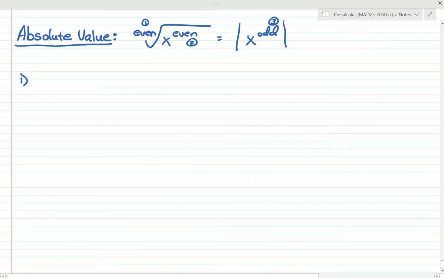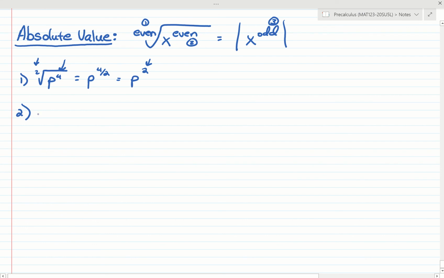So let's take a look at a few examples. What about the square root of p to the fourth? Well, a lot of the times when we're working with radicals, we convert them to rational exponents. This is really p to the 4 over 2, or p to the second. So we have an even, even, even. So we don't need absolute value. What about if we had a problem like this?